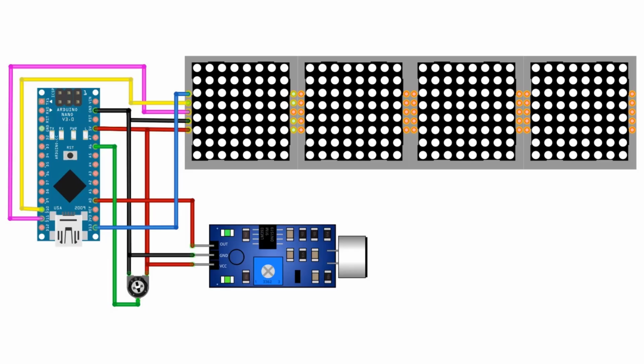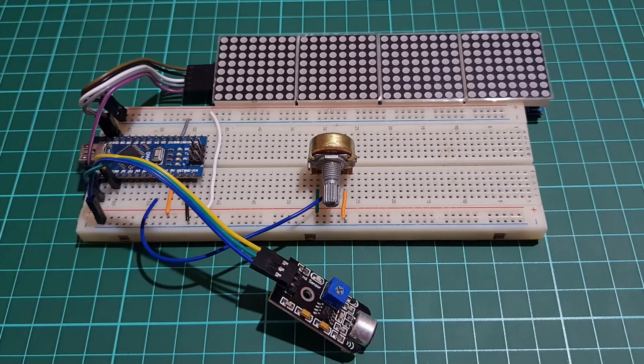The analog data pin of the sound sensor is connected to the A0 pin of the Arduino Nano, and the DIN, CS, and CLK pins of the dot matrix display are connected to the D11, D10, and D13 pins of the Arduino Nano.